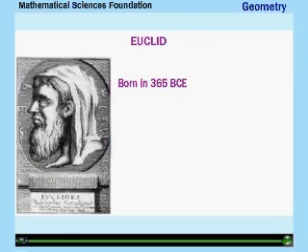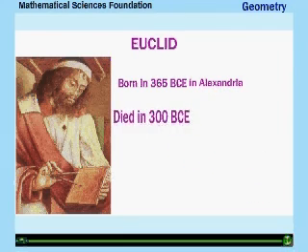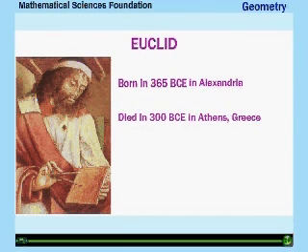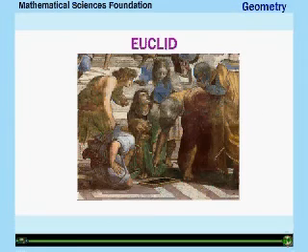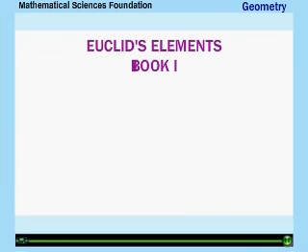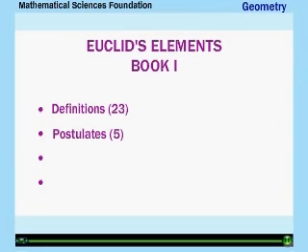Euclid was born around 365 BCE in Alexandria and died in Athens, Greece around 300 BCE. Book 1 is broken up into 4 different distinct categories. The first category is definitions. There are 23 definitions given in the book. The second category is postulates. There are 5 postulates. These are the basic axioms on which the whole theory is based.